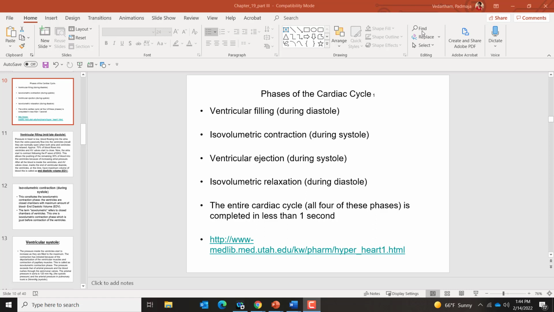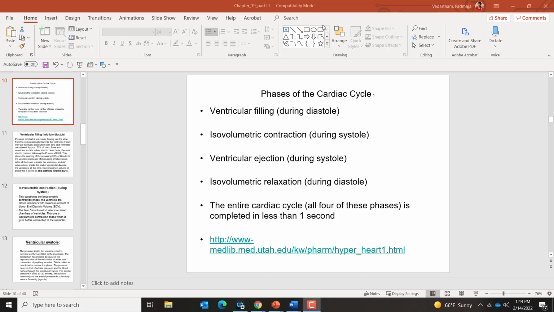We will also talk a little bit about the pressures of the arteries that the ventricles are pushing the blood into, namely the aorta on the left side and the pulmonary trunk on the right side. For our convenience, we break it down into 4 different phases: ventricular diastole or filling, isovolumetric contraction, ventricular ejection or systole, and isovolumetric relaxation.